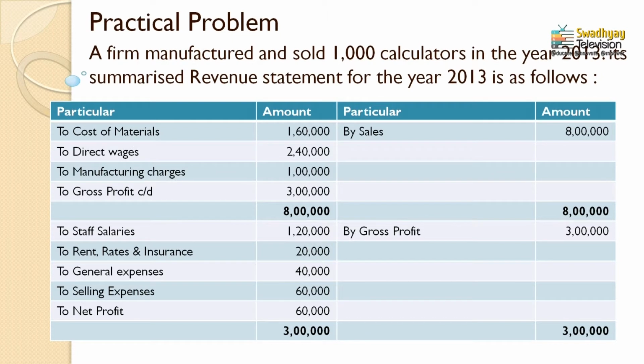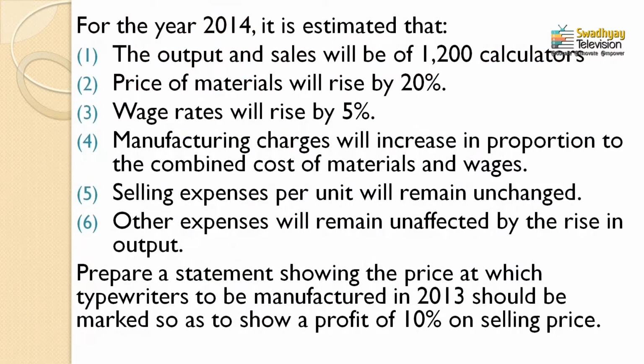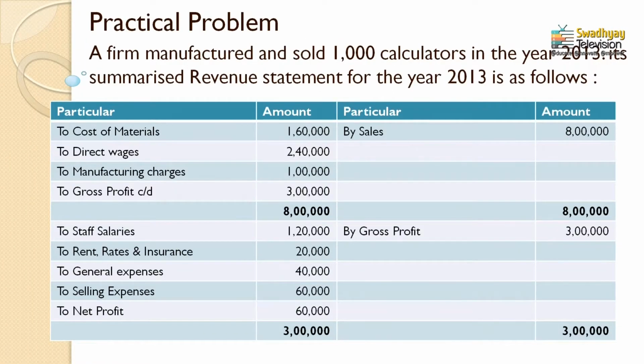Ultimately, all this information is given in this question. It is regarding the manufacturing of 1000 calculators in the year 2013. So, the firm is manufacturing 1000 calculators, and these are the expenditures incurred. In short, they have sales of rupees 8 lakh at the end. This is the second part of the question. We will discuss it later when we discuss the second part of the answer. Now, we will concentrate on the first part of the question.